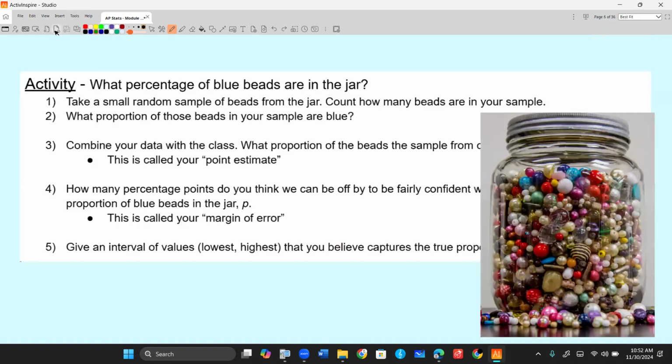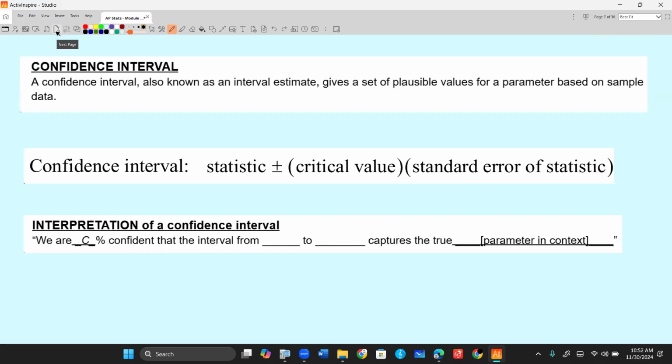You've probably been asked before to guess how many beads are in a jar or candies are in a jar or something like that. In our class, we'll do some sort of activity related to that. Can't really do that in a video, so let's go ahead and talk about what a confidence interval is and how to interpret it.